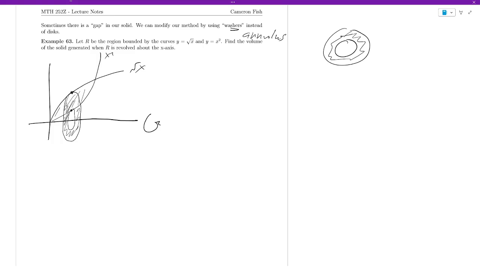What's different here is that, unlike before where I just had one radius, here I'm going to have an inner radius and an outer radius for each x value. Right, here's a vertical x value segment. It's going to give me an inner radius and an outer radius. So it's a little bit harder to draw.